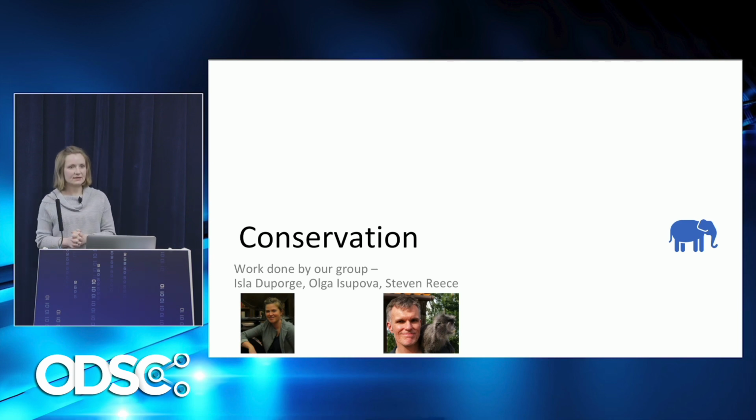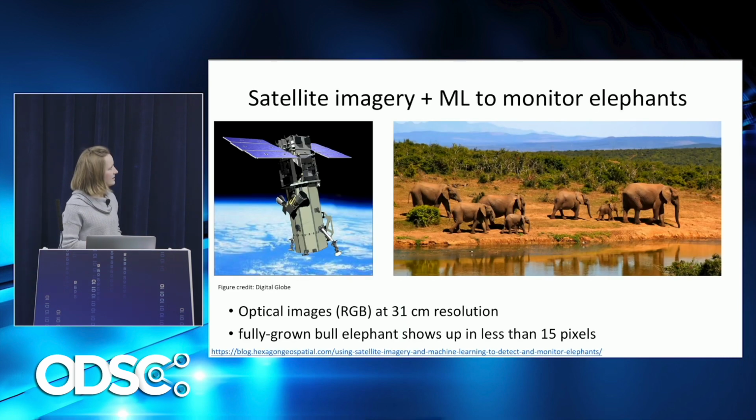The second example is work in progress in conservation. We are working with zoologist Ilya Duperch. And so the idea, can we monitor elephants from satellite imagery? So elephants are big enough, and the satellite imagery is high resolution enough to see them, kind of. So we'll see it in a minute. But even with the highest resolution satellite imagery we have now, a grown elephant can occupy less than 15 pixels, so they're quite small.